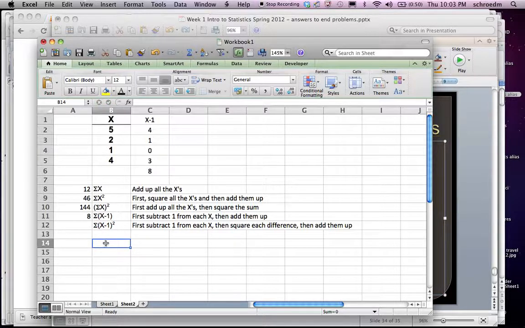Then I have sum of (x minus 1) squared. Now in this case again, I have my x minus 1, it's in parentheses, it's the first thing I do. But then I have this exponent, so I have to square each one. This becomes 16, this becomes 1, this becomes 0, this becomes 9. I add them all up, and I get 26.